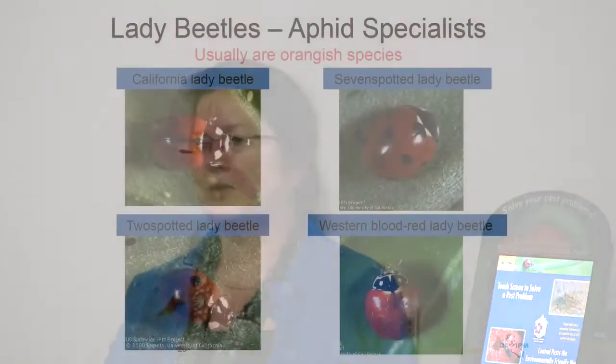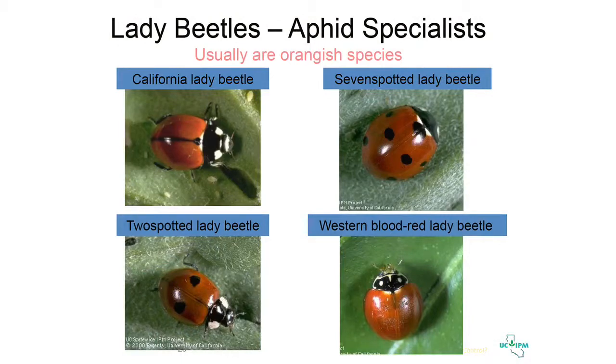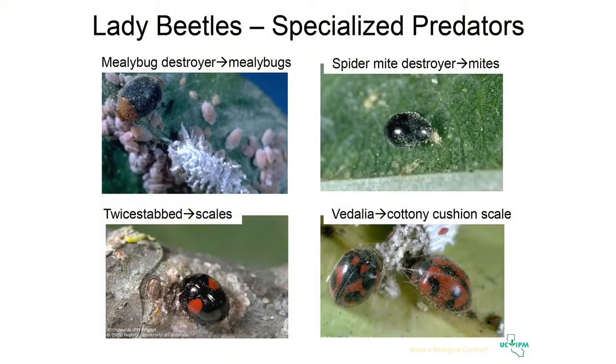There are many other red and black lady beetles out there that are native. We've got 200 or more species of lady beetles in California, but these red and black ones are primarily aphid feeders. And there are other lady beetles that aren't as colorful, but they focus on other kinds of pests. The mealybug destroyer focuses on mealybugs. The spider mite destroyer is a little teeny black one that feeds on mites. The twice-stabbed lady beetle feeds on scales. And then the Vedalia beetle feeds on the cottony cushion scale.